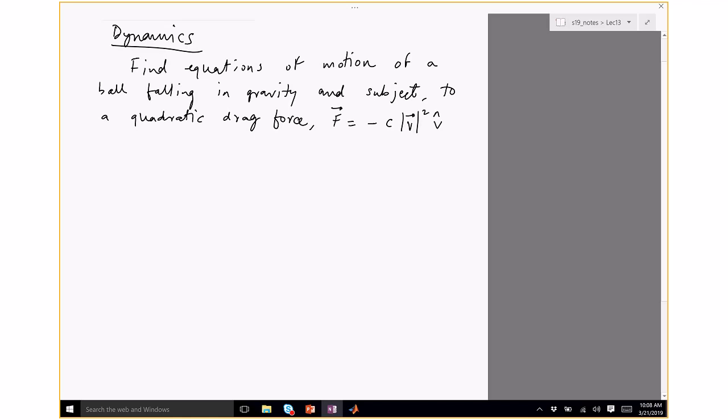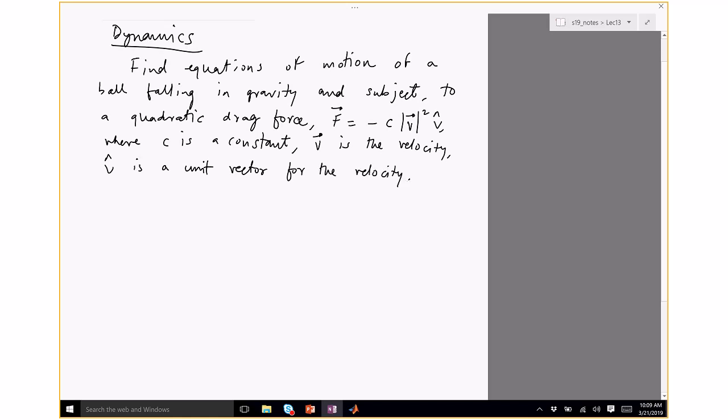Where c is a constant, v is the velocity, and v hat is the unit vector for the velocity. So a little bit of simplification before we go forward. This will help us to derive the equations.